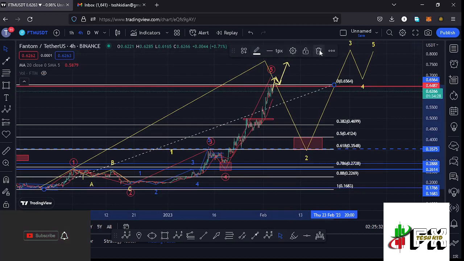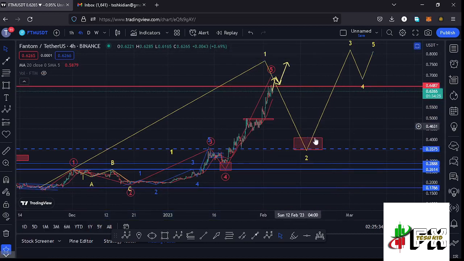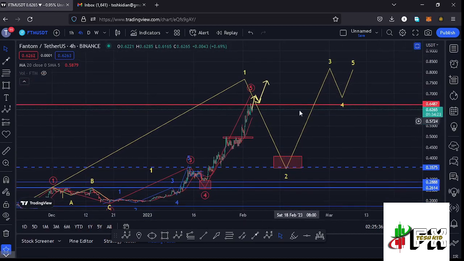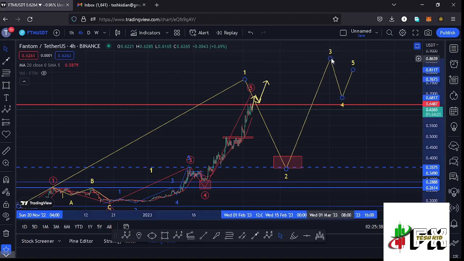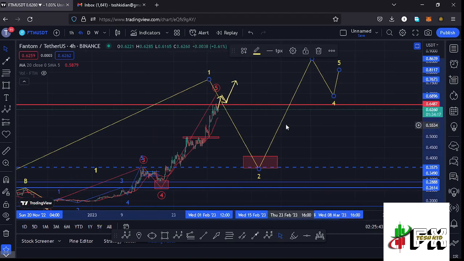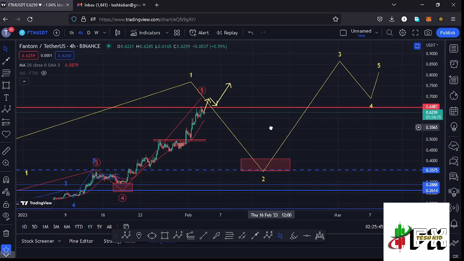And once we fully maximize our red target area in the formation of this wave 2, then we can expect another bounce to the upside in the formation of this larger Elliott wave count 3. And for this move to happen, we need to continue holding above the key area of resistance at around the $0.65 mark. And once that happens and we continue holding below that key area of resistance, then I'm expecting a break below the 20-day MA.